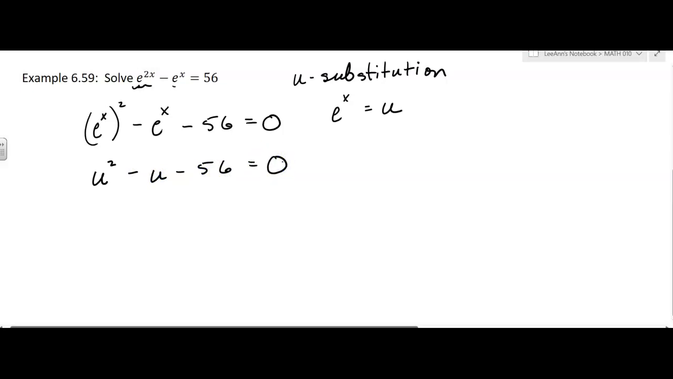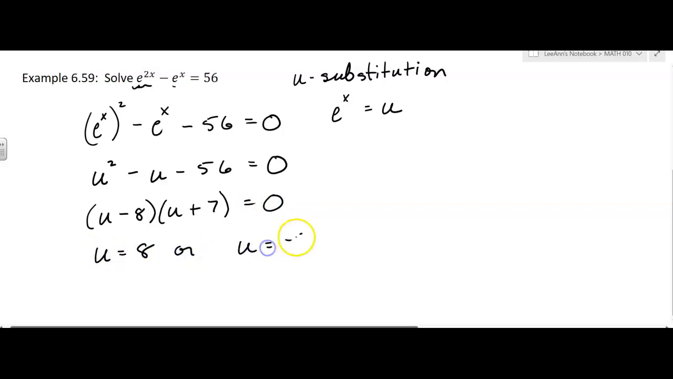And you go, oh, it's a quadratic equation. I love those. Let me factor it. So it's going to be u minus 8 times u plus 7. And so you're going to say, okay, u equals 8 or u equals negative 7.